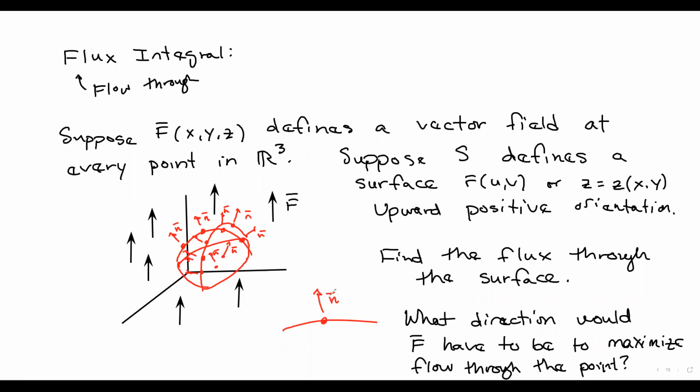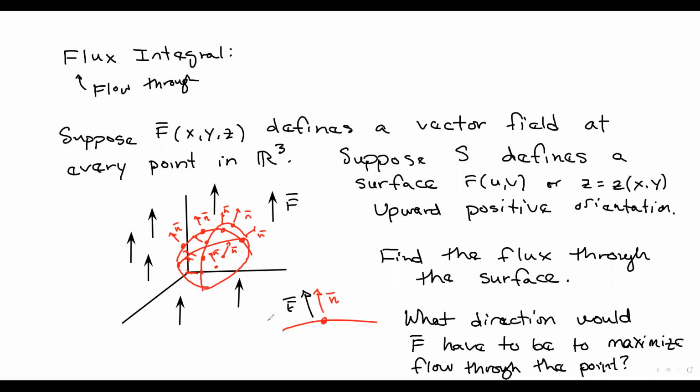If you think of this as a net that we've flattened so that it's just a curve, and we had water flowing through it, what direction would the water have to be to maximize the amount of flow through the net? The answer is it has to be the exact same direction as the normal vector. We would want F to look like this. We would want them to match in direction. That would maximize the amount of flow.